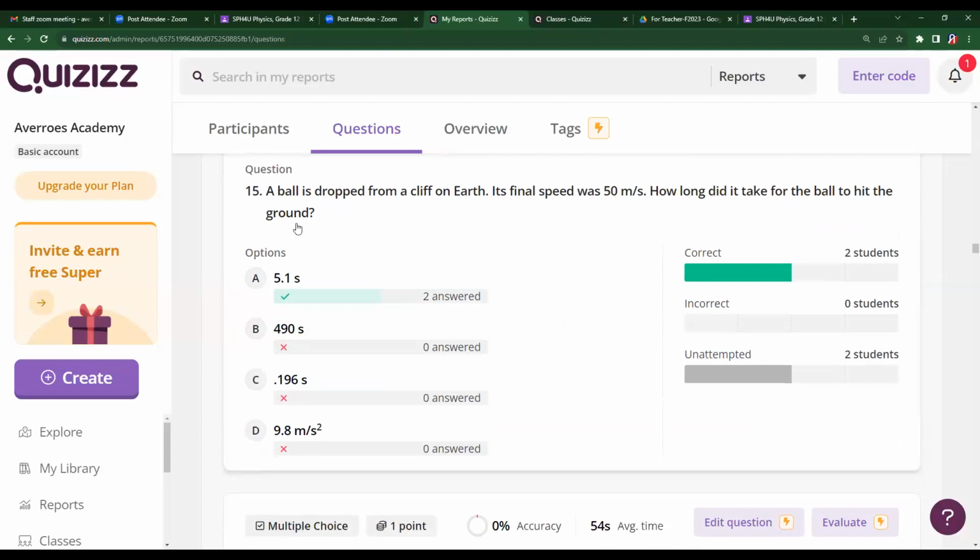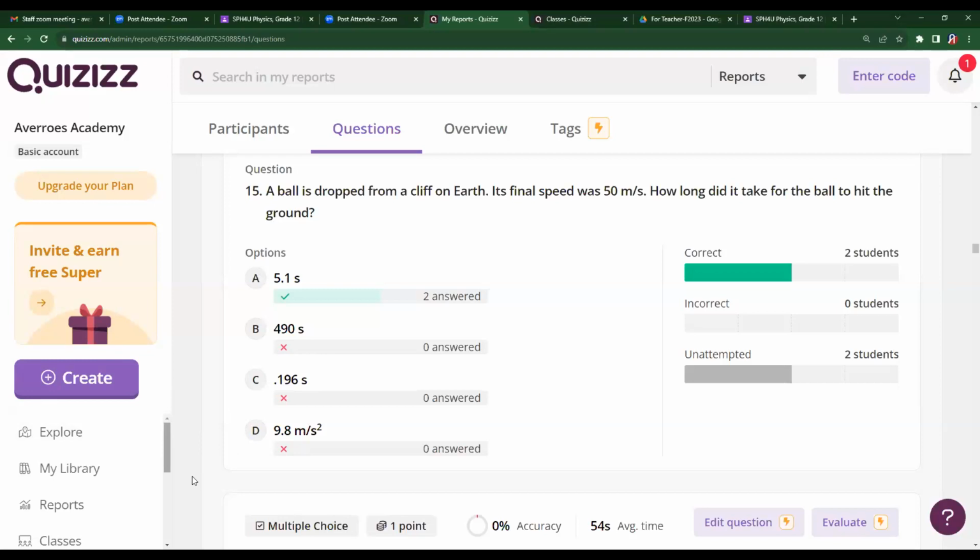How long did it take for the ball to hit the ground? Okay, so how to get the answer? Can anybody tell which formula we use? What kind of motion is vertical motion? Can we apply the formula for motion with constant speed in that case? d equals vt, is it applied here or not?